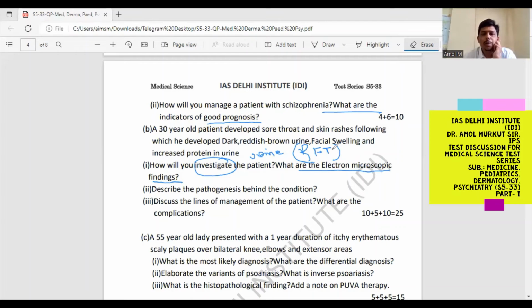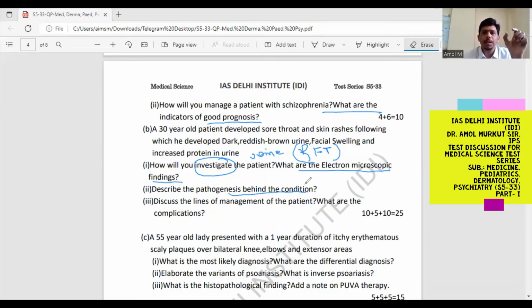Then you will have to see for the evidence of previous streptococcal infection. You have to see the titer of the antibodies: anti-streptolysin O, anti-DNase B, anti-hyaluronidase. These are the several antibodies against the streptococcus bacteria. Then one more: culture of your throat swab. Then this pathogenesis you have to write in chat.